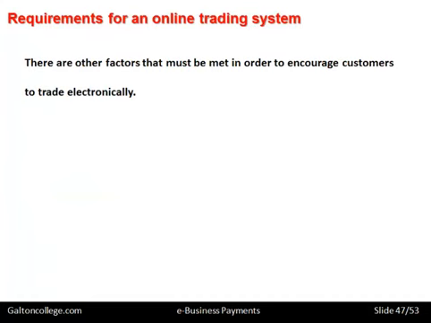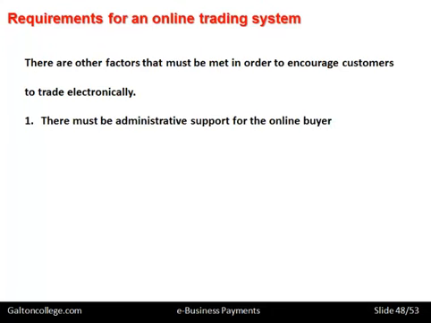There are other factors that must be met in ordering to encourage customers to trade electronically. There must be administrative support for the online buyer. If something goes wrong, the buyer must be able to contact the seller and explain what's happened and get some redress if it's not their fault. And the company itself must recognize it's dealing in a global market. The internet is global. So it must be careful how it markets its products. Is it selling to one country only, or is it selling to a small group of countries, or is it selling globally? It should be made clear.